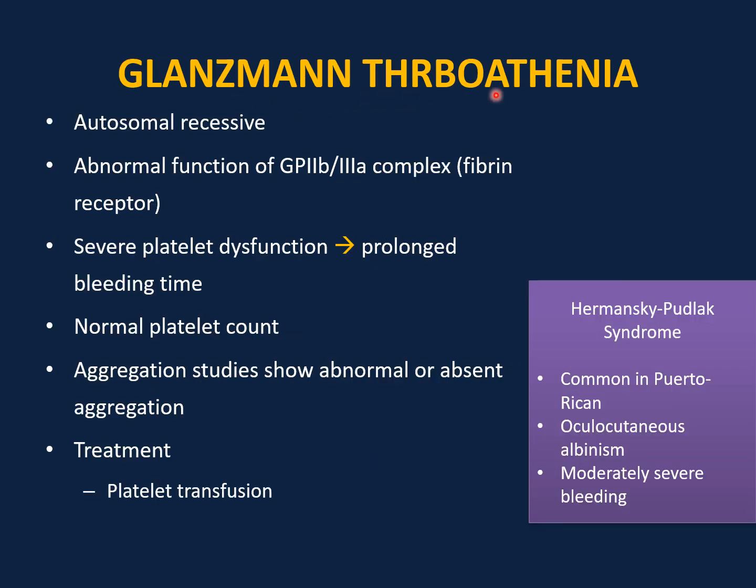Glanzmann thrombasthenia is autosomal recessive, with abnormal function of the glycoprotein 2b and 3a complex, which is the fibrinogen receptor. It will be associated with severe platelet dysfunction and prolonged bleeding time. The platelet count will be normal. Aggregation study will show abnormal or absent aggregation. The treatment is platelet transfusion. Another, just to take a chance, I will mention Hermansky-Pudlak syndrome. It is common in Puerto Ricans, associated with albinism or oculocutaneous albinism and moderately severe bleeding.